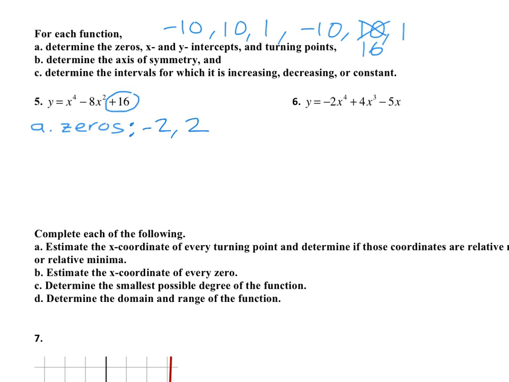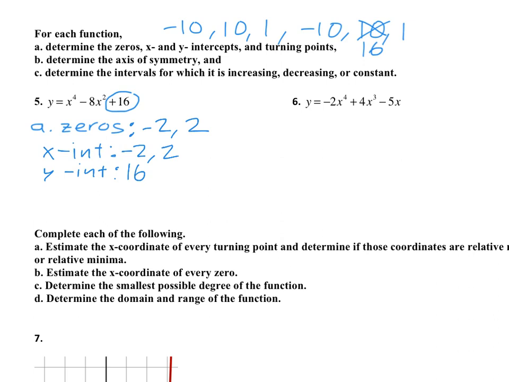All right, next we want the y-intercept, actually the x and the y-intercepts. So this seems kind of redundant. The zeros and the x-intercepts are the same thing by definition, so those are going to be the same. The y-intercept, you can just tell by looking at the equation. If we plug in 0 for x, we would get 16.